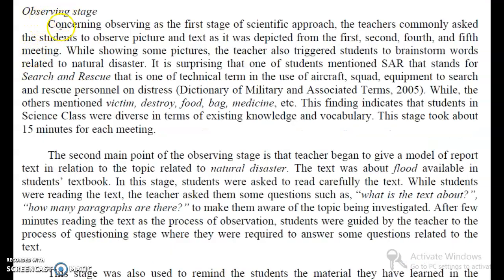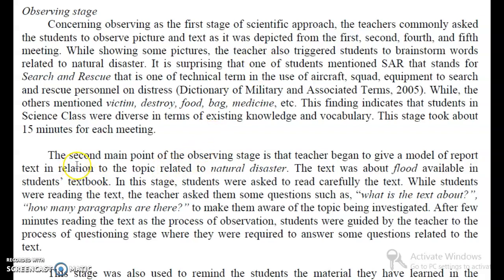The observing stage is the first stage of the scientific approach. The teacher commonly asks the students to observe a picture through the slide maybe, or another media, and text as it was depicted from the first, second, fourth, and fifth meeting. While showing some pictures, the teacher also triggers students to brainstorm words related to natural disaster. So this is the example of the observing stage.